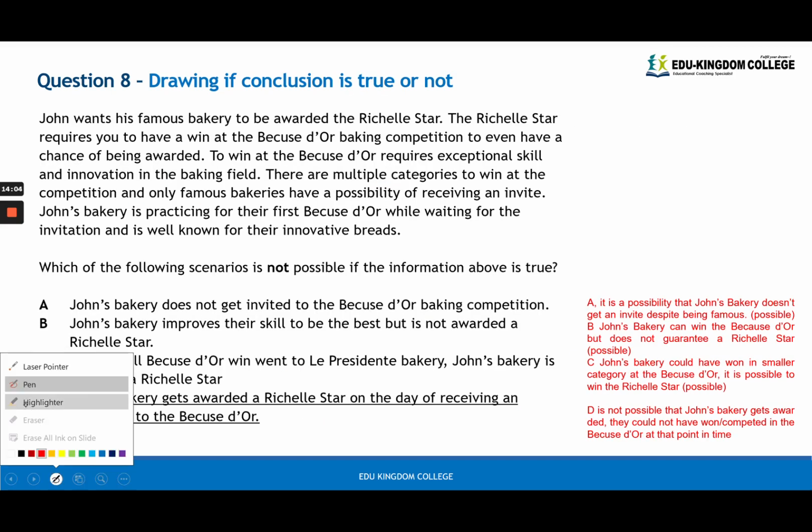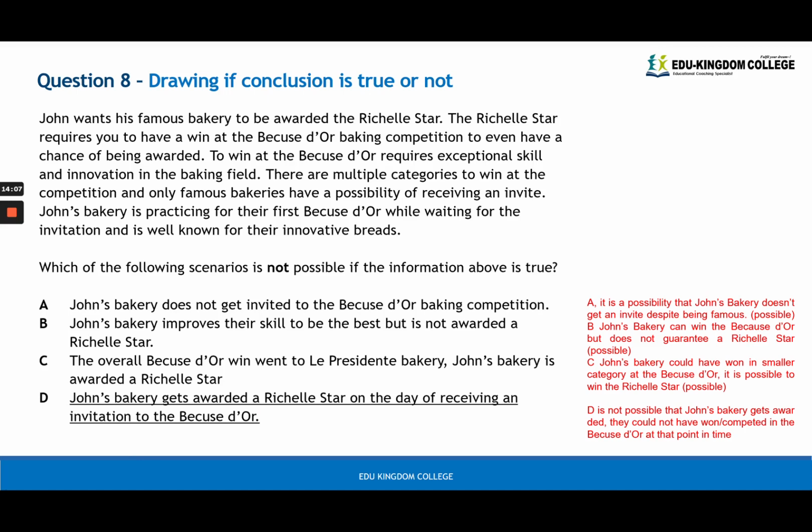Okay, question 8. Let's highlight. John wants his famous baker to be awarded the Rochelle Star. Requires you to have a win at the Because d'Or baking competition. To even have a chance of being awarded, you must win. To win at this, it requires exceptional skill and innovation in the baking field, multiple categories, and only the famous bakeries have a possibility of receiving an invite. John's Bakery is practicing for their first Because d'Or while waiting for the invitation and is well known for their innovative breads. Which of the following is not possible if the information above is true?